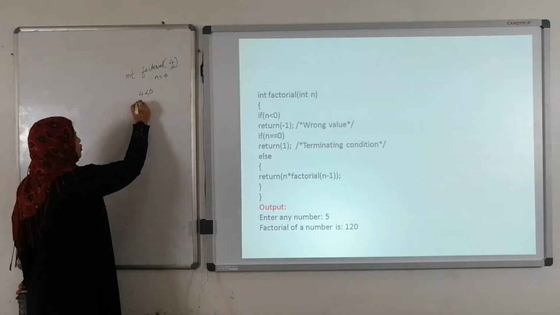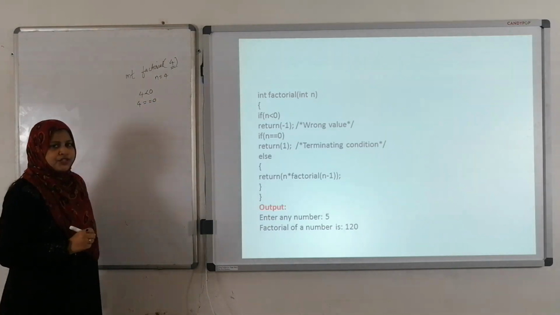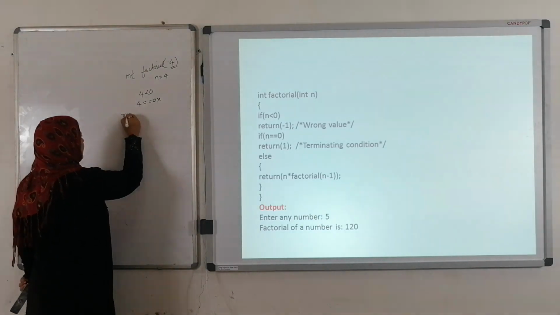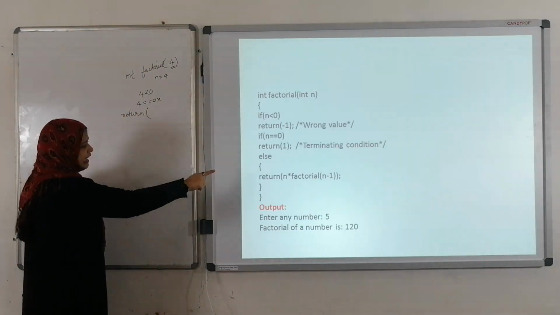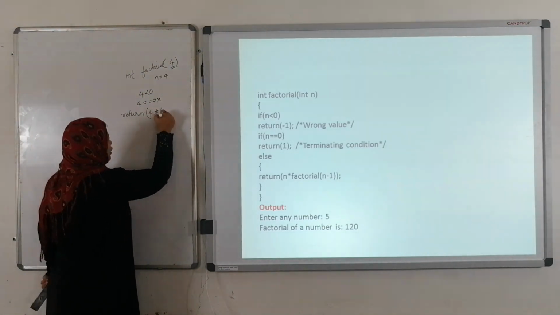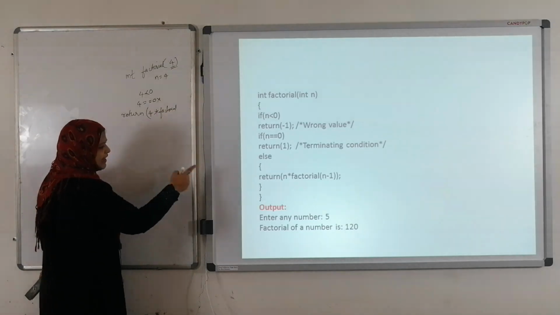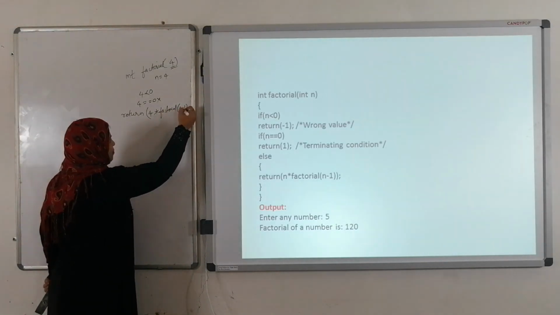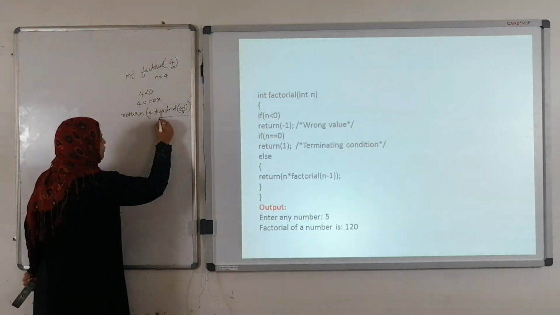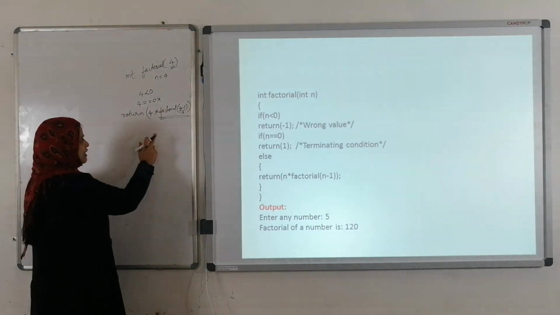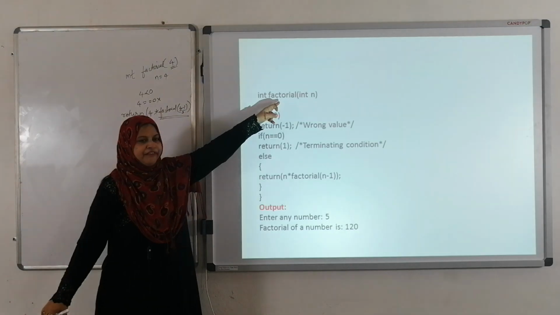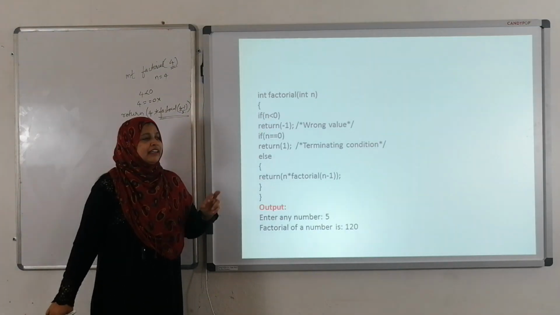If n double equals 0, 4 double equals 0, is the condition true or false? The condition is false. Go to the next statement. Else return n. What is the value of n? n is 4. 4 into factorial of n minus 1. 4 minus 1 is 3, right? Factorial of 3. Whenever the compiler reads factorial 3, again it is going to call the same function, the factorial function. This is known as recursion.